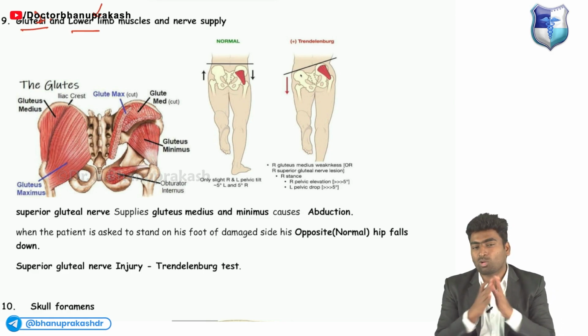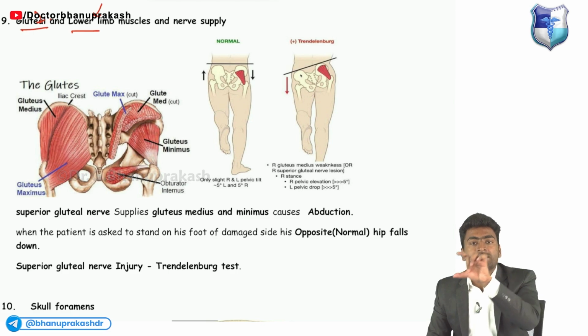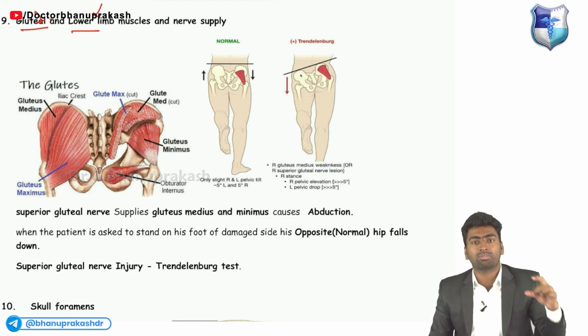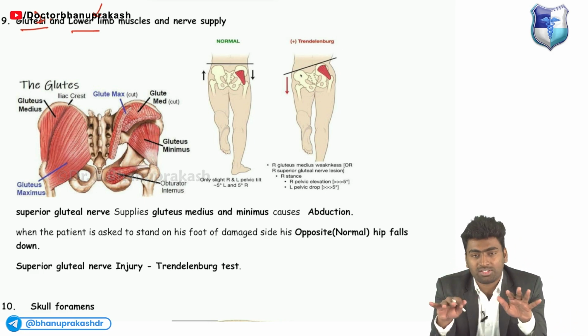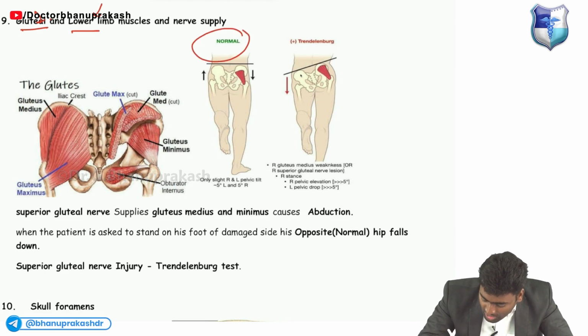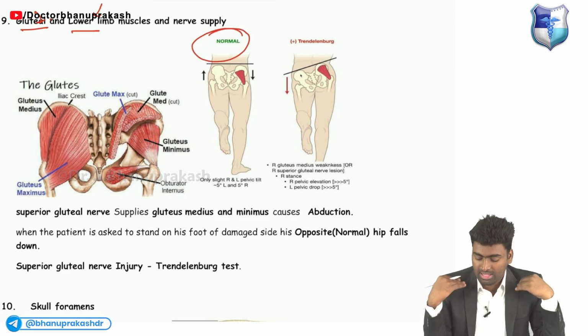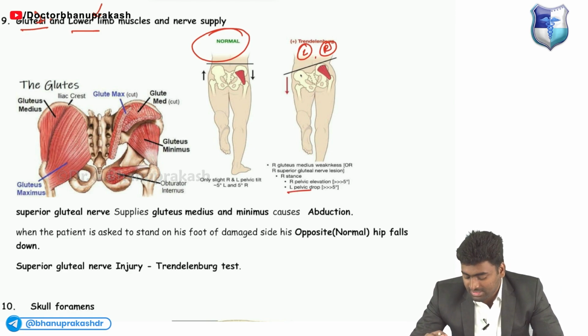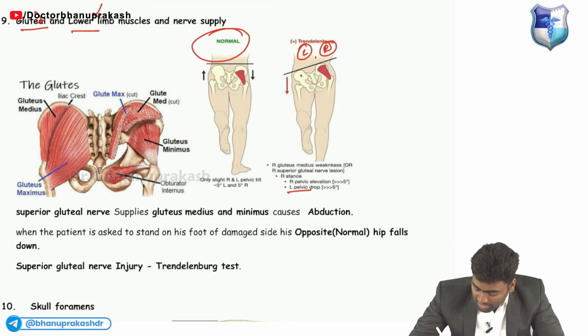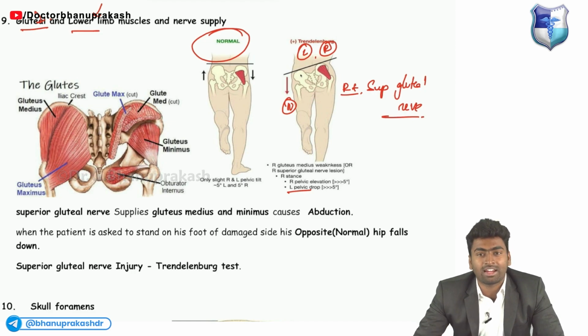And you remember this one slogan: normal side sinks. If you know these two things, they will ask you which side is damaged. If you see, this is the normal one. The patient is sitting like me, so the patient's right is this, left is this. If the patient's left side pelvis is dropping, then the normal one is the left side, so the damaged one is the right superior gluteal nerve.